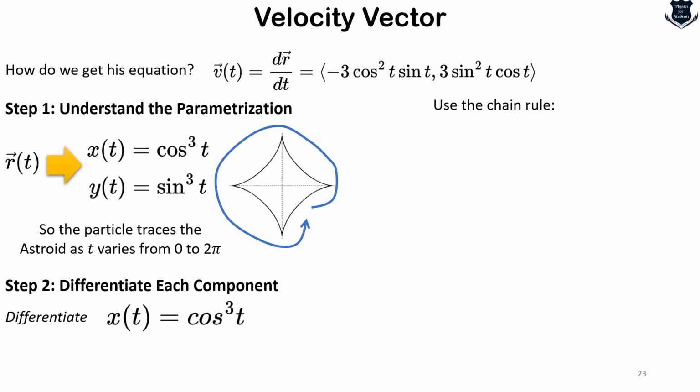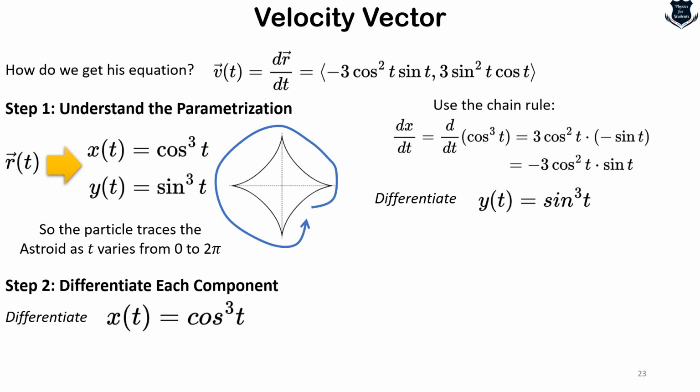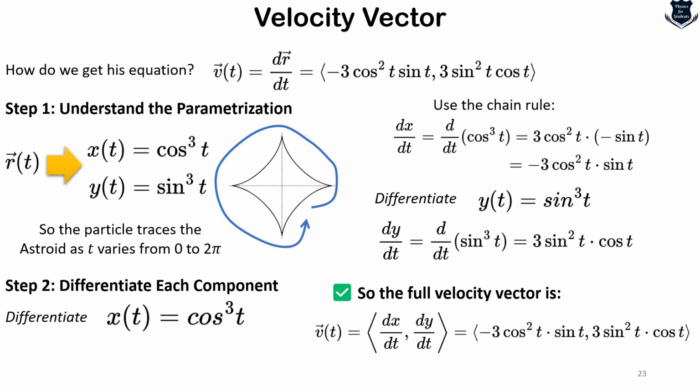Now step 2 is that we differentiate the first component, cos cube t. We get this value. Then using the chain rule, we get this simple result. And then we differentiate y of t, sin cube t, and we get this value, and then the full vector we combine together to get this value. That's it. It's very simple. Just to show you step by step how it actually looks.